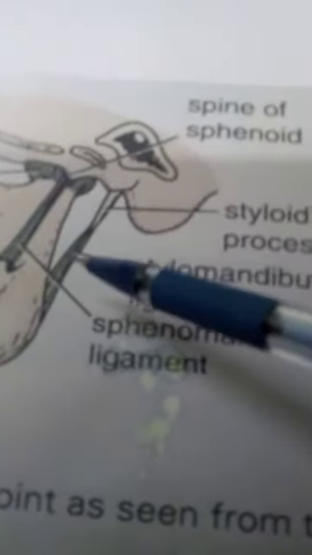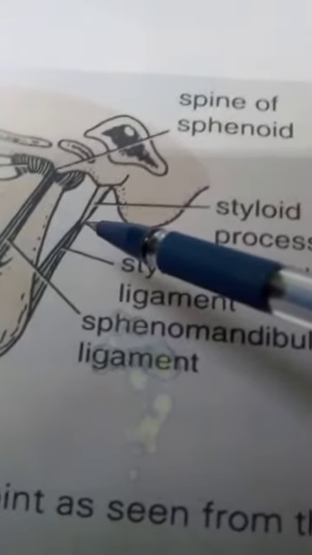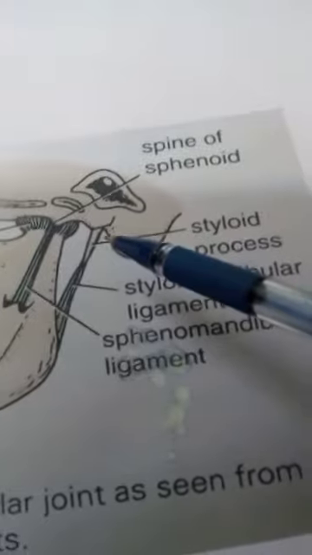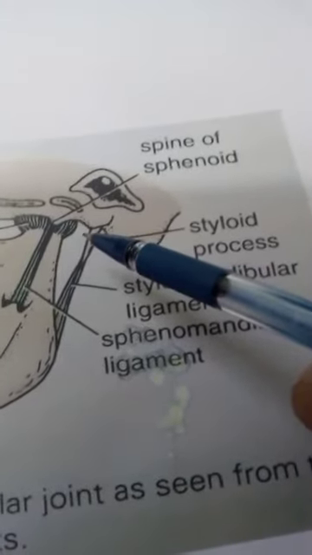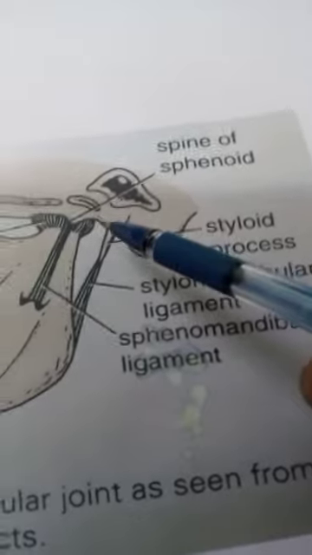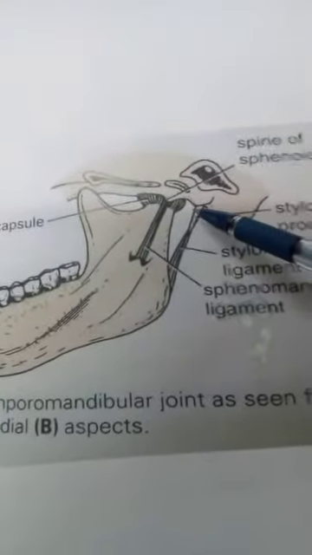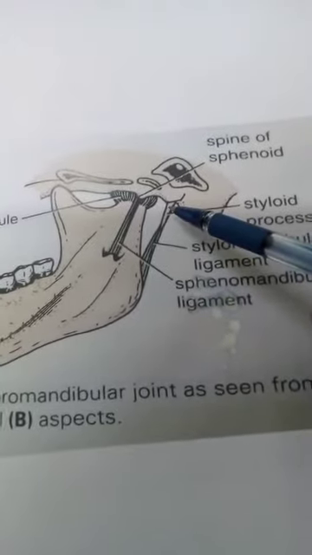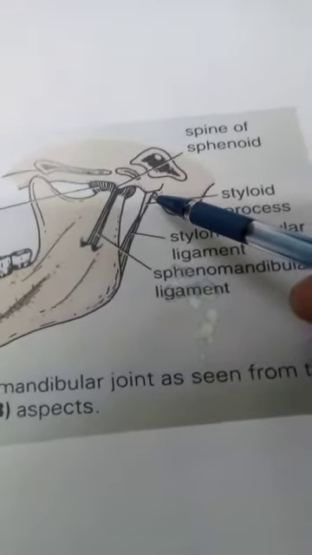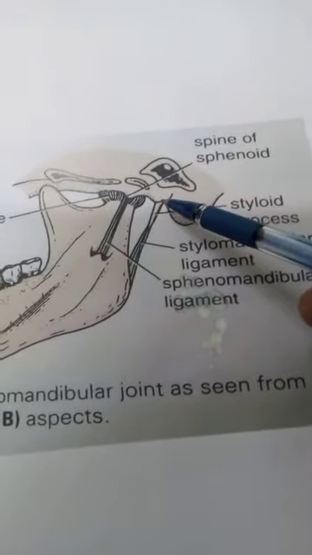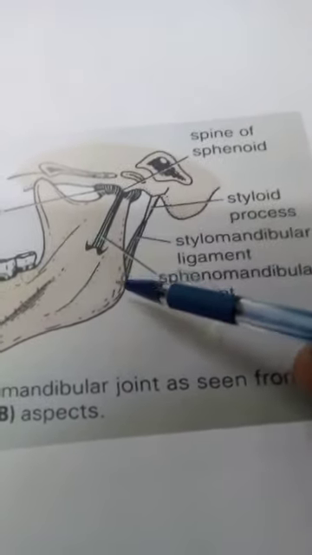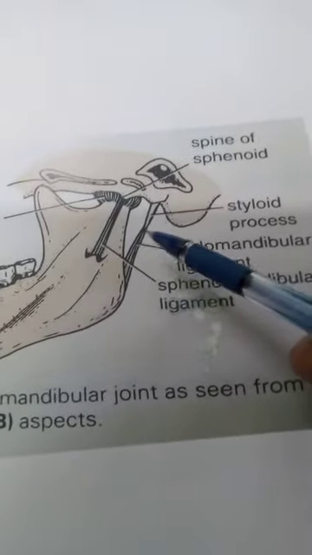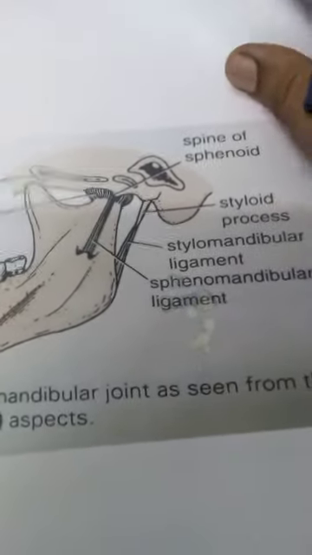Stylomandibular ligament. This one is the stylomandibular ligament. It lies behind and medial to the joint and some distance from it. It is formed by thickening of the deep cervical fascia and extends from the tip of the styloid process of the temporal bone above to the angle of the mandible below. It separates the parotid gland from the submandibular gland.